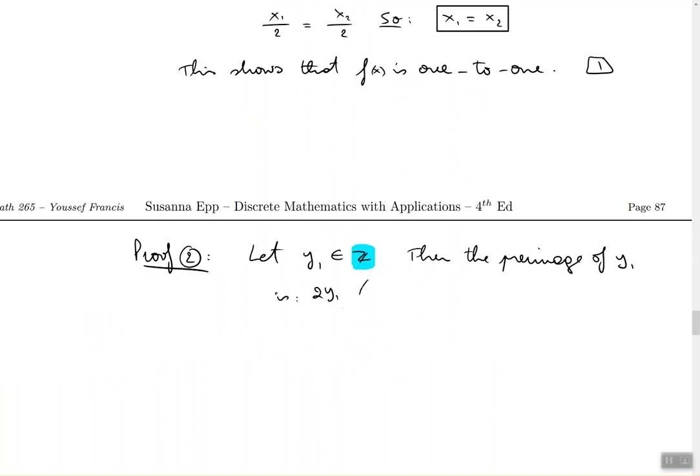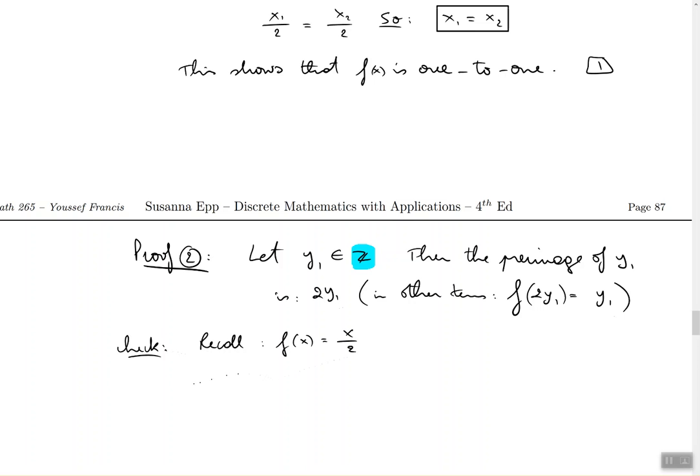So in other terms, what am I saying? I am saying that if I take 2y1 and plug it into the function f, I'm going to get y1 at the end. That's what this sentence means. Okay, let's check. Is that really true? What does the function f of x do in general? So recall, here's what f of x does. Recall means remember. The f of x basically takes the number that you put in and divides it by 2. So what would happen if I plugged in 2y1 instead of x?